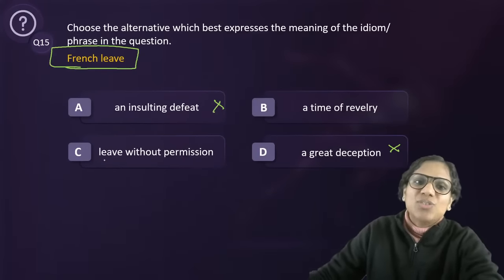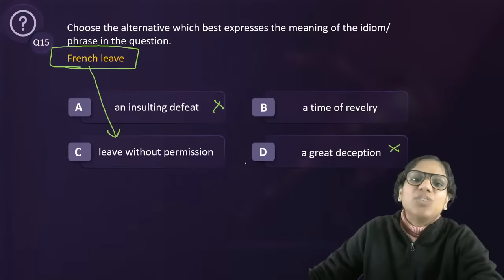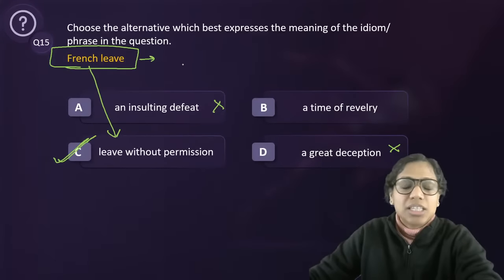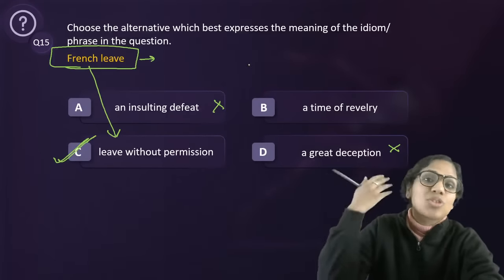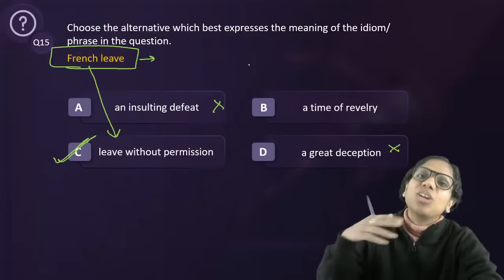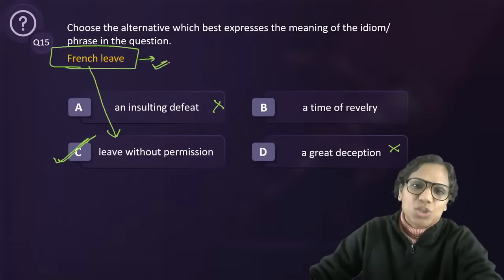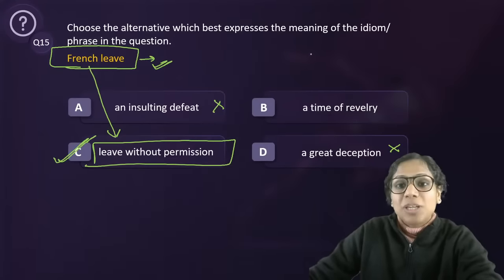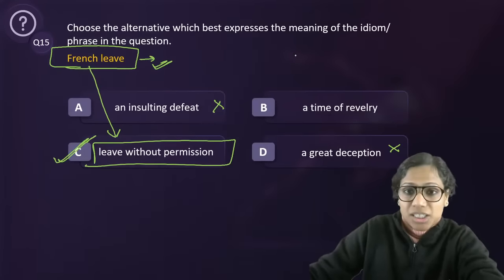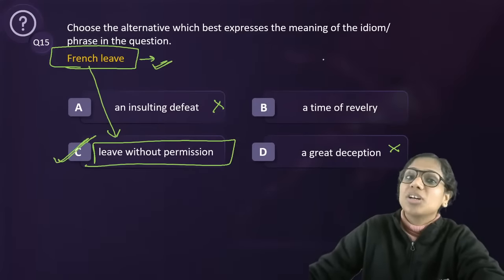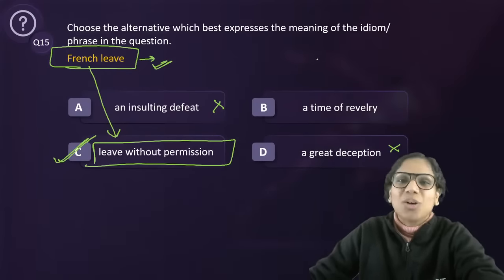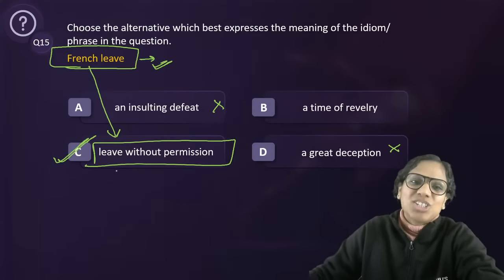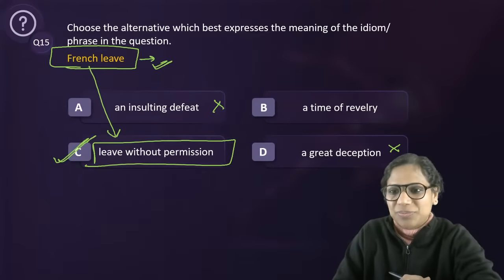A French leave is basically taking leave without permission. Let's say you just abscond from a place, or you take an unauthorized leave. That is called a French leave because of a French custom wherein guests at a dinner could leave without informing the hosts. They were allowed to leave. That was a French custom, apparently. And that's why the term French leave means leave without permission.